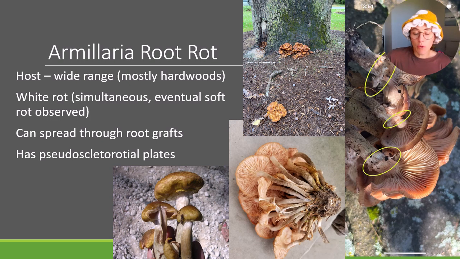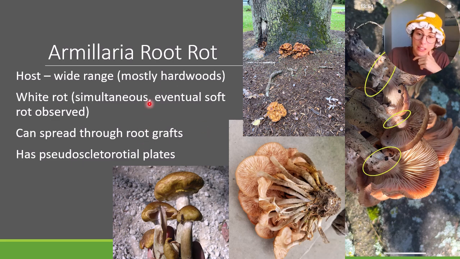All right, moving right along to Armillaria root rot. Armillaria root rot has a huge host range. Generally, it is a white rot, simultaneous, so that's loss of compressive and tensile strength, but eventually it can become a soft rot. It can spread through the root grafts, so this one we know for sure will spread from tree to tree to tree via the root grafts.